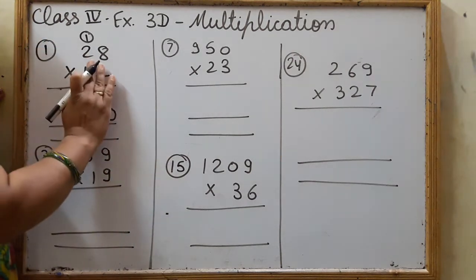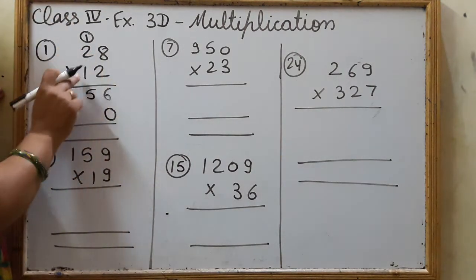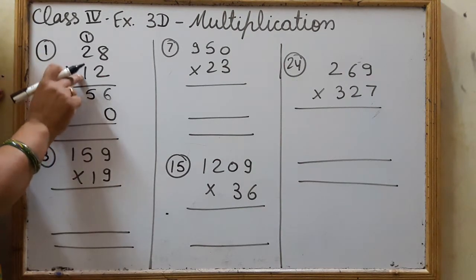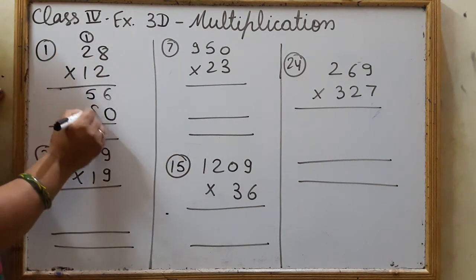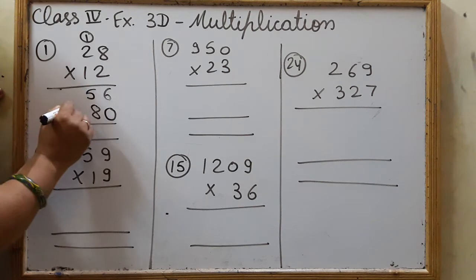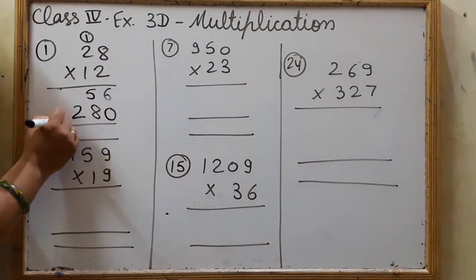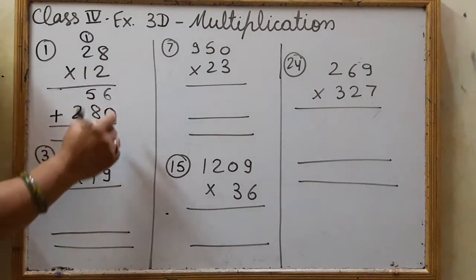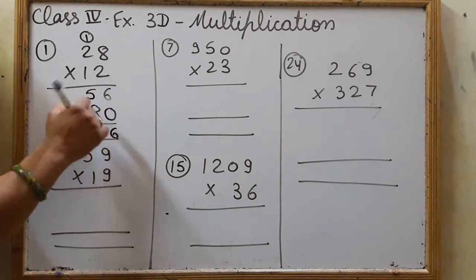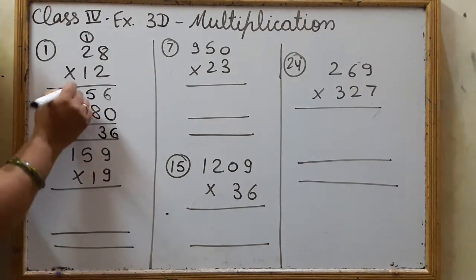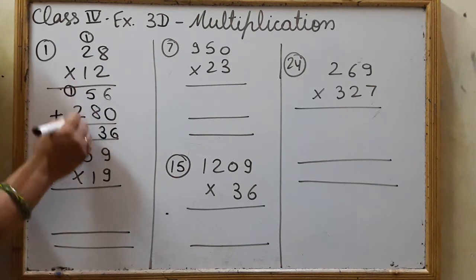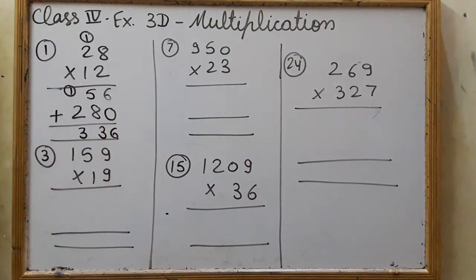Now we will forget about 2 and multiply the number by this tens number, 1. 1 8 is 8 and 1 2 is 2. Now what to do? These numbers we have to add. 6 and 0, 6. 5 and 8, 5 plus 8 is 13, 1 carry, and 2 plus 1 is 3. This is our answer.